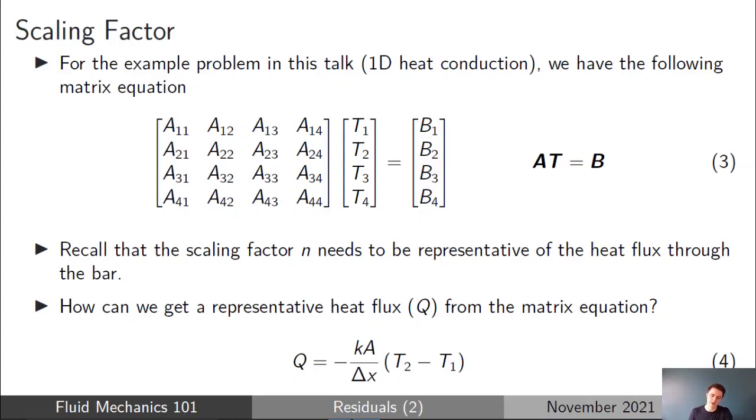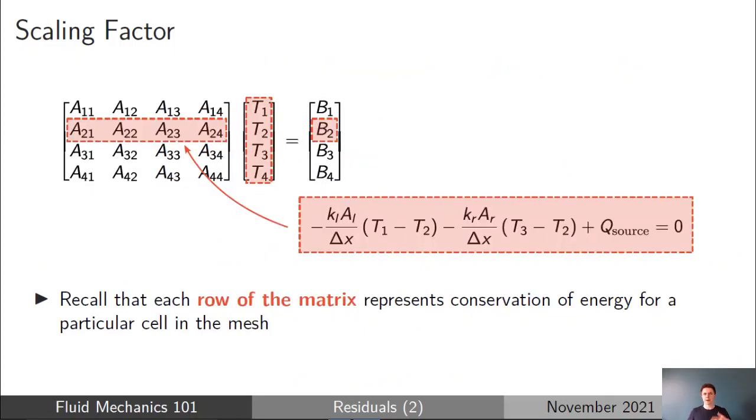And recall that for this problem, the heat flux in general is given by Fourier's law. So Q is generally given by k, a thermal conductivity, A, an area, delta X, a difference between 2 points, and a temperature difference. And so is there a way that we can somehow pull out a representative heat flux from the matrix equation itself? Now, if we think back to the previous talk, what did we do when we set up the matrix equation? Well, you'll remember that each row of the matrix multiplied by that temperature vector is actually an expression of conservation of energy for a particular cell in the mesh.